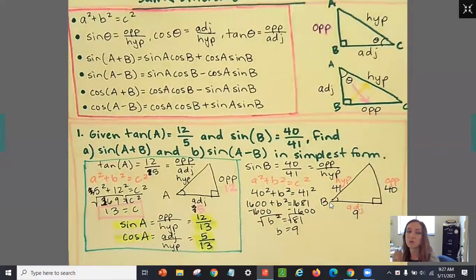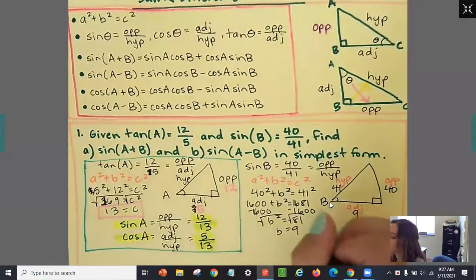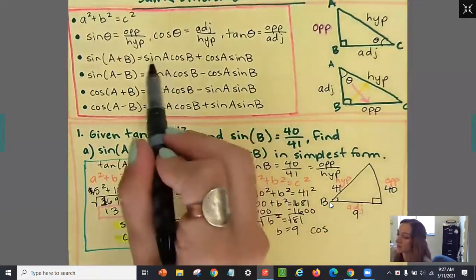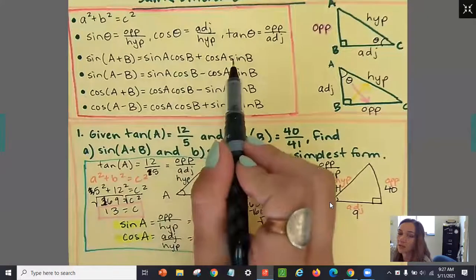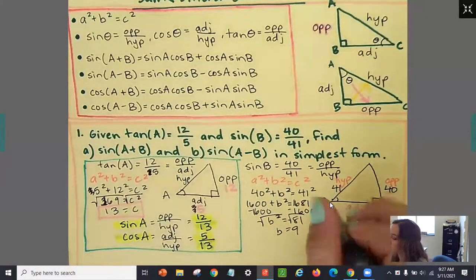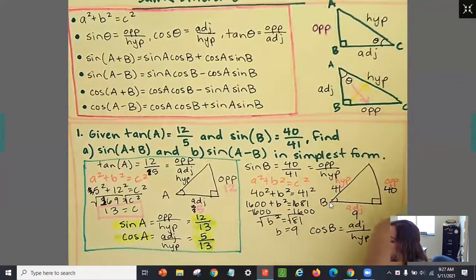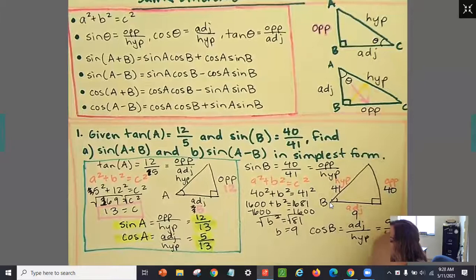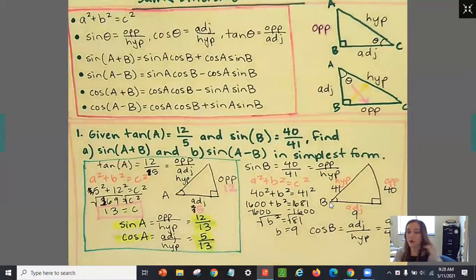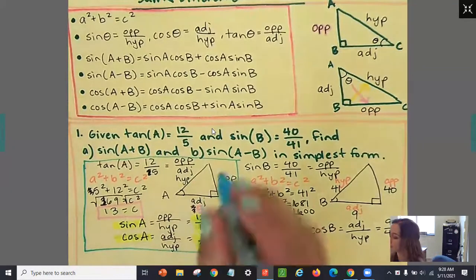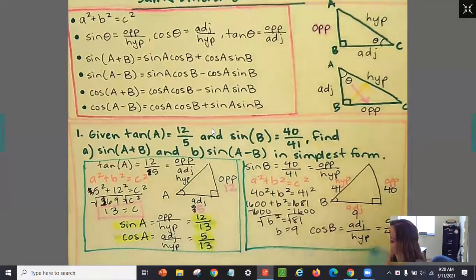Now that we have our adjacent, we can solve for cosine of b, which is the last value that we need, because we need sine of a, cosine b, cosine a, sine b. So let's find cosine of b. That's the adjacent over the hypotenuse. My adjacent side is 9, my hypotenuse is 41. Now that we have all of our values, we can plug into our formula.